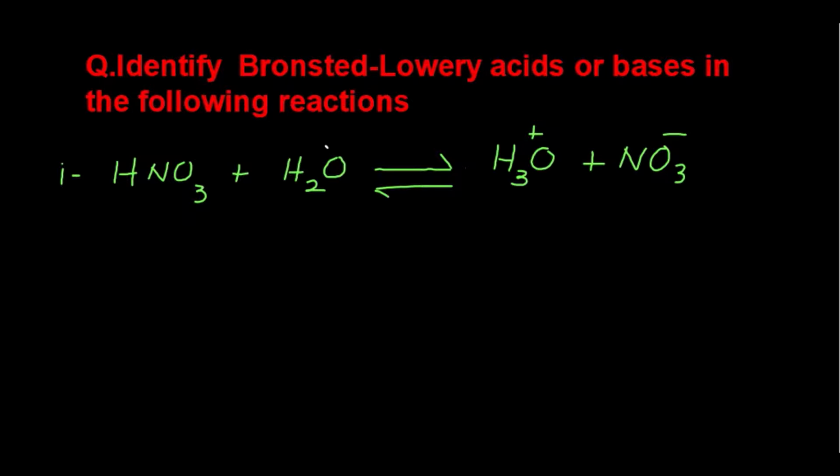Nitric acid is proton donor. Nitric acid donated its proton to water. After donating proton to water, nitric acid changes to nitrate ion. Since nitric acid is proton donor, that's why nitric acid is Bronsted acid. So it is Bronsted acid.